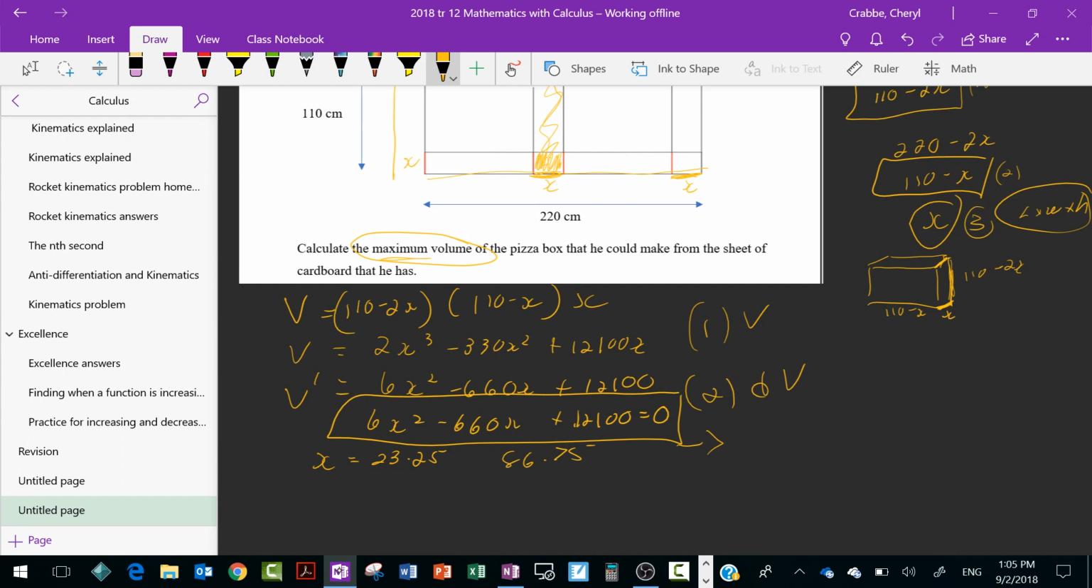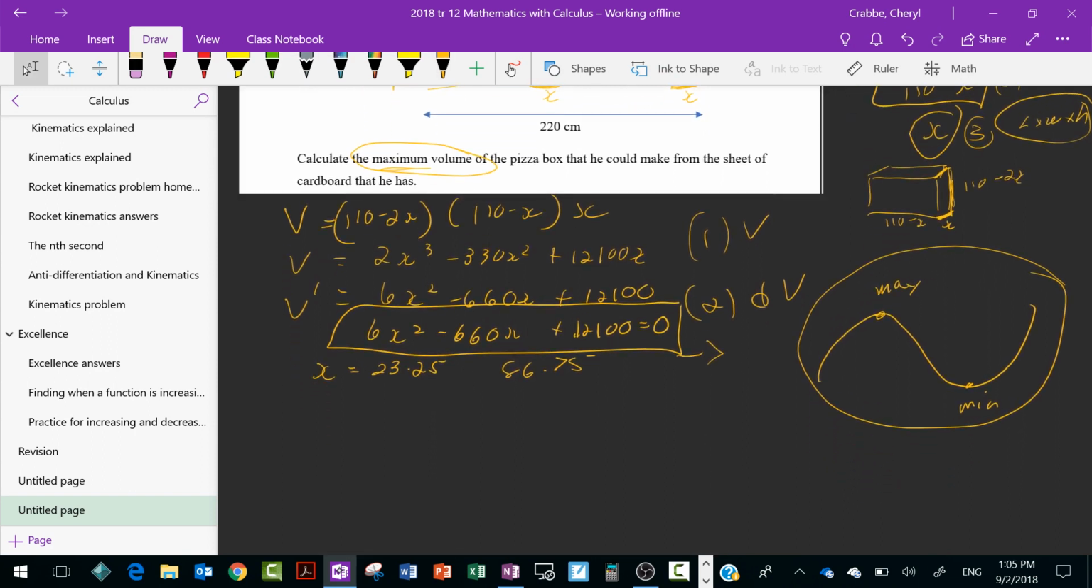Now, the original expression is a cubic, and it's a positive cubic. So the function looks like this, where the first point is your max, and the second point is your min. So you should know that off the bat, and draw that so that they understand that you know what you're talking about with regards to which one's positive and which one's the maximum and which one's the minimum. So at this point, the maximum volume occurs at the earliest, 23.25, based on the fact that it's a positive cubic.